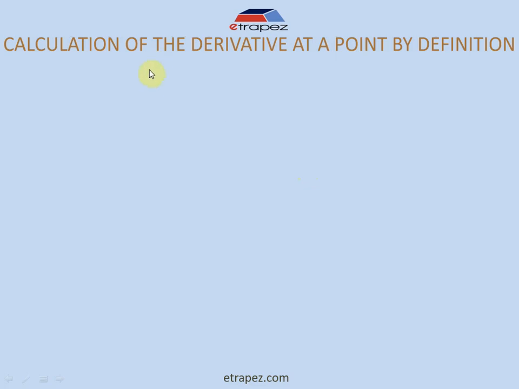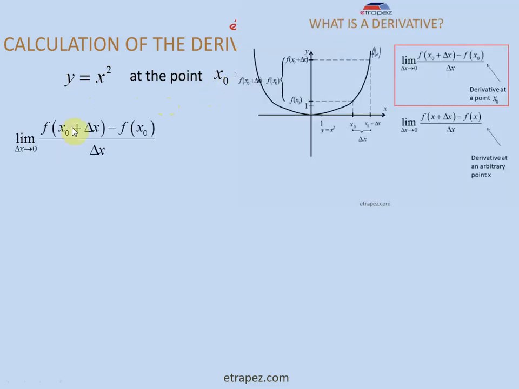Right, let's get moving. Calculating the derivative at a point from the definition. So we start with calculating the derivative at a point. We have a function such as y equals x squared, and we need to calculate its derivative at the point x0 equals 2. So at that one specific point. Let's remind ourselves what the formula for the derivative of a function at a point is.